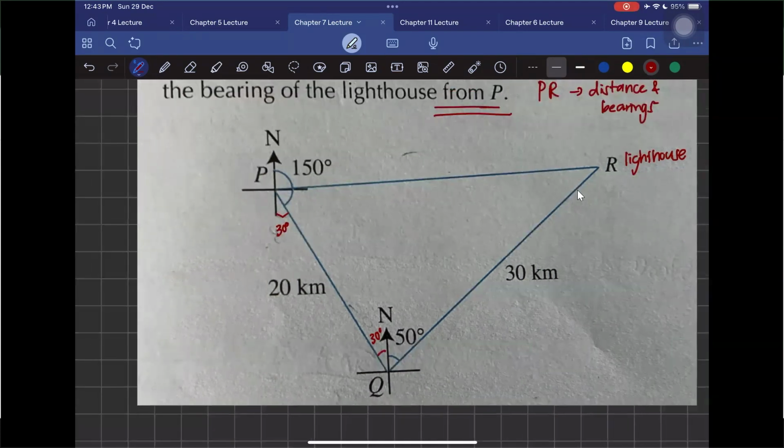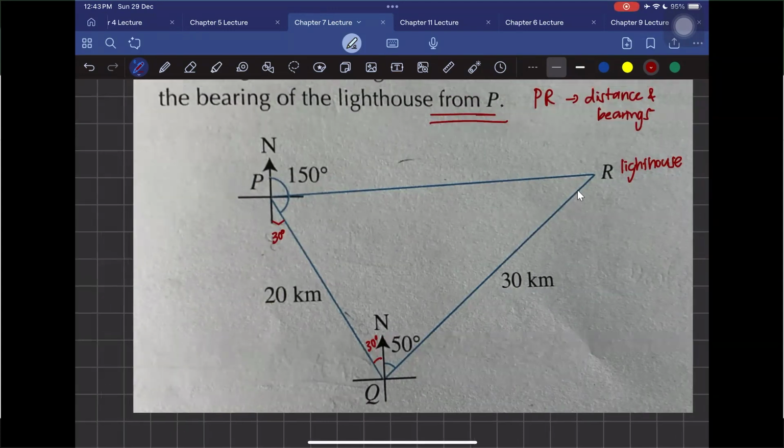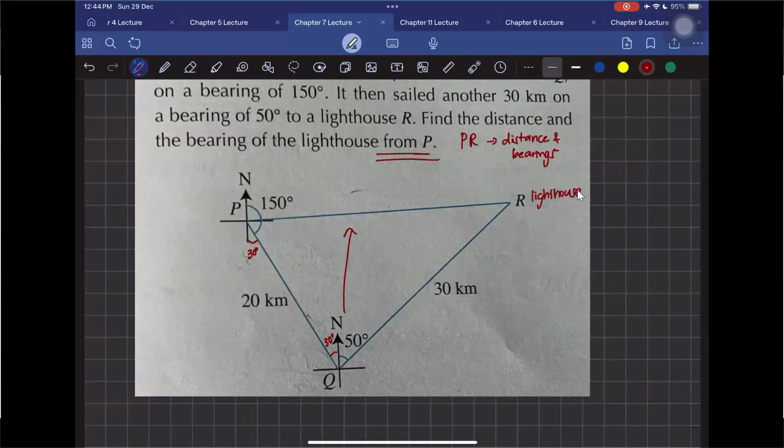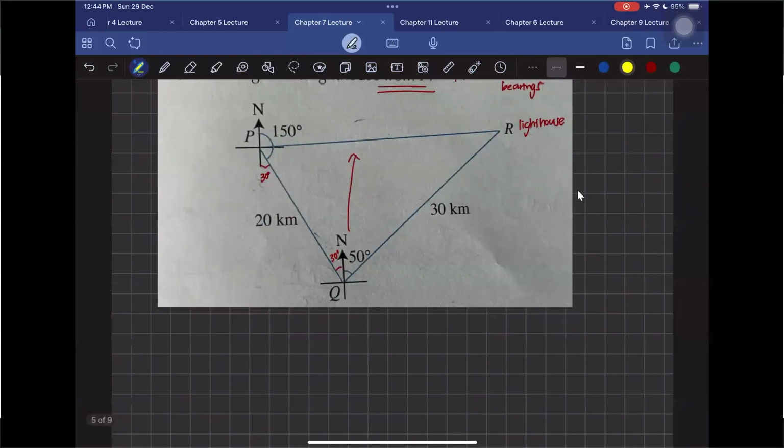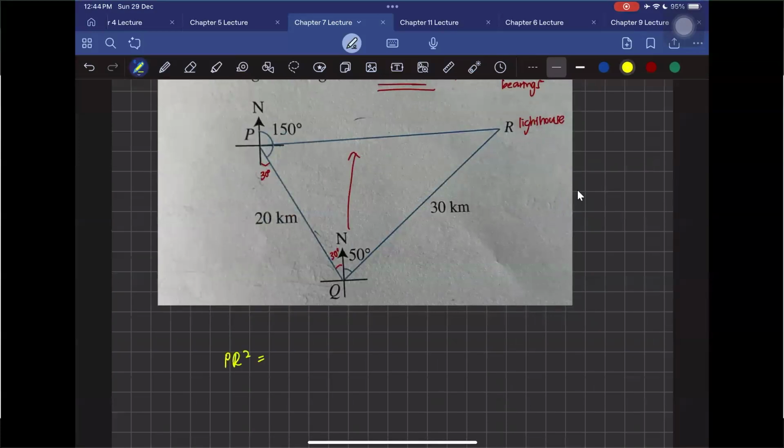Does this look familiar? You need to find your opposite side. You know the angle for your opposite side, which is 80 degrees, and you know the two corresponding sides. With that being known, you can use your cosine rule. So PR square equals 20 square plus 30 square minus 2 times 20 times 30 cos 80.